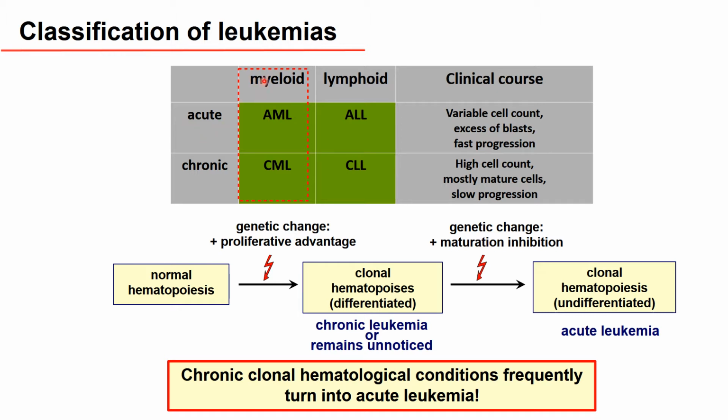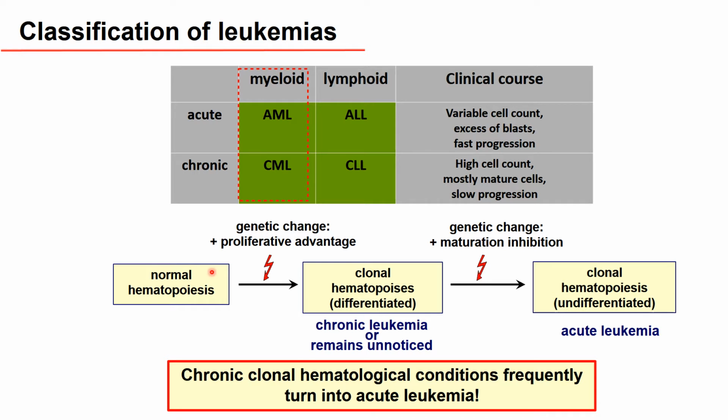And another way we can distinguish them is by what kind of cells proliferate, such as myeloid origin diseases or lymphoid origin diseases. Based on these two classifications, we can have acute myeloid leukemia, acute lymphoid leukemia, chronic myeloid leukemia, and chronic lymphoid leukemia. So far, we are going to mention only the myeloid ones.